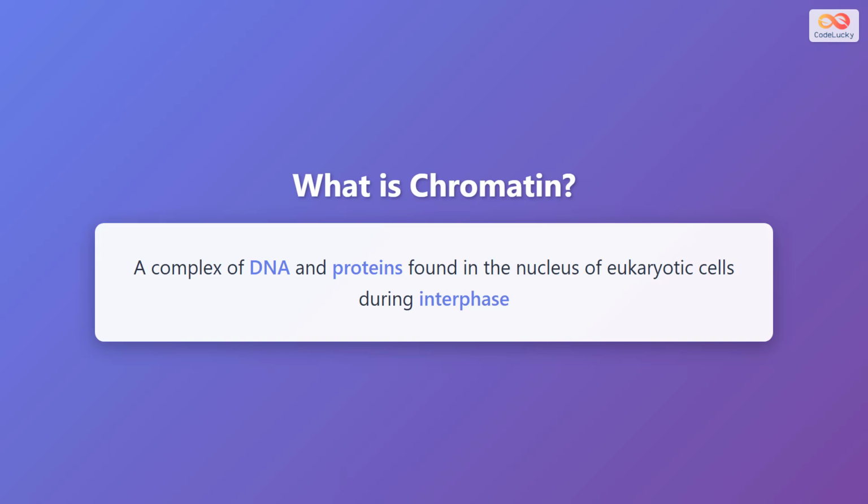Let's start by defining chromatin. Chromatin is a complex mixture of DNA and proteins found inside the nucleus of eukaryotic cells. It exists primarily during interphase, which is the longest phase of the cell cycle when the cell is not dividing. During this time, the DNA needs to be accessible for important processes like reading genes and copying DNA, so it remains in this relaxed, uncondensed form called chromatin.